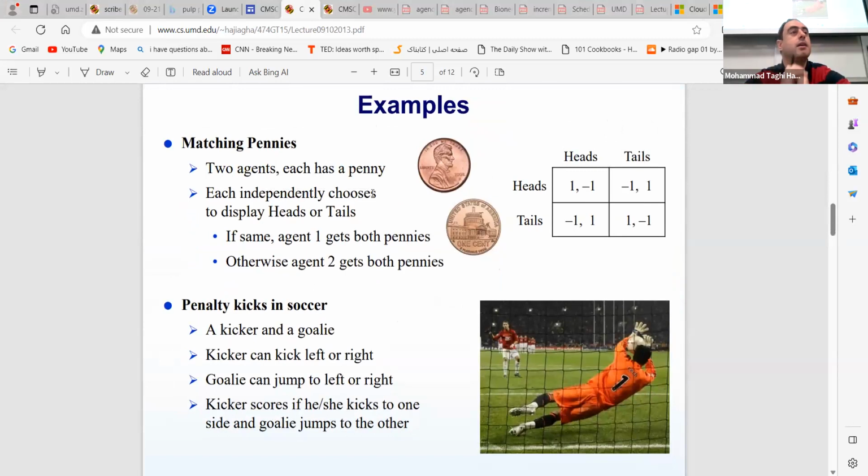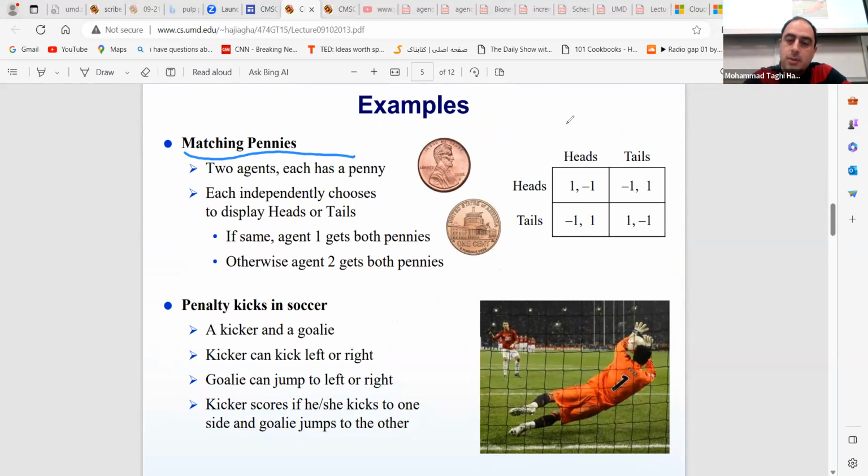So there are, again, some famous games that are zero-sum games. So matching pennies. What is the matching pennies game? Here there are two agents. Each of them has a penny, and each independently chooses to display heads or tails. If it is the same, agent 1 gets both pennies, and otherwise agent 2 gets both pennies.